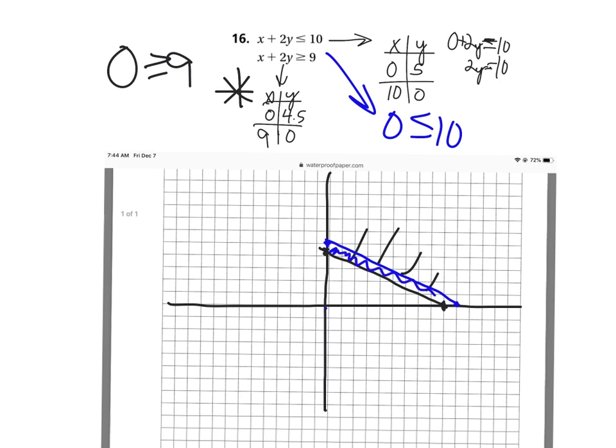So it'd be just this little piece in between here, where those lines are. And those would both be solid lines since it's or equal to on both of the graphs.